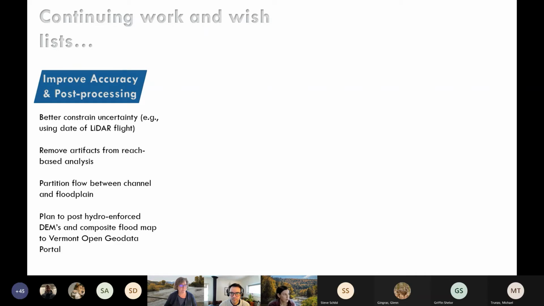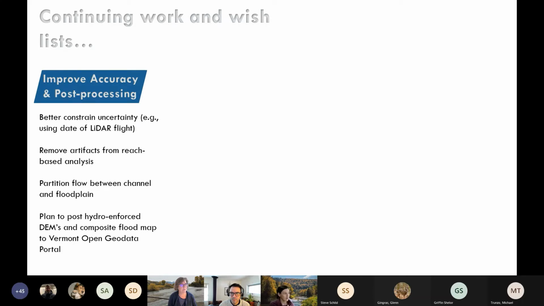Remove artifacts from the reach-based analysis. So again, there's all of these artifacts that remain within these maps that we would like to continue to improve upon. This approach takes, again, this sort of reduced complexity view of the world and simplifies hydraulics. And this works in some settings, it doesn't work in other settings.